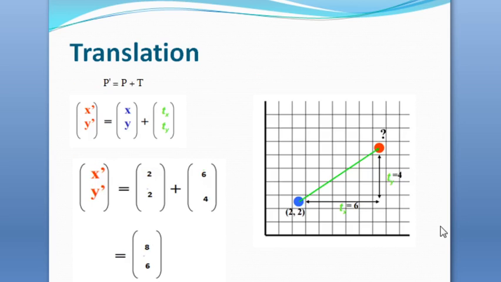This is an example for translation. Here the initial point is (2, 2). Here the point P (2, 2) is translated to the destination point, along the x direction by 6 and along the y direction by 4. It's the initial position (x, y) = (2, 2).